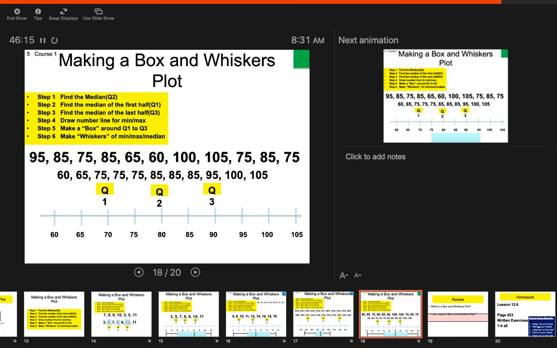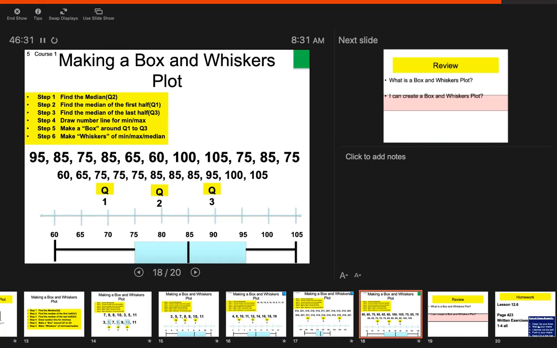The box goes from Q1 to Q3, so 75 to 95. The median in this case is 85, so a tick mark on 85. The whiskers are 60 and 105. Connect those to the box, and you are done.